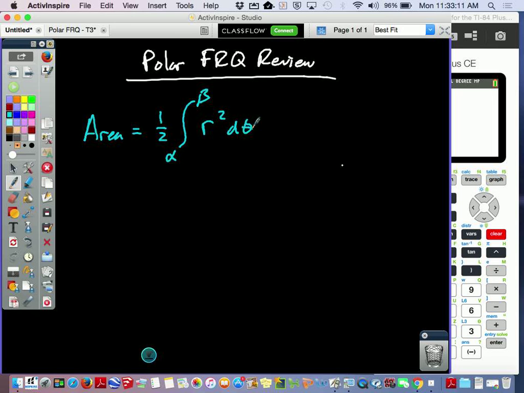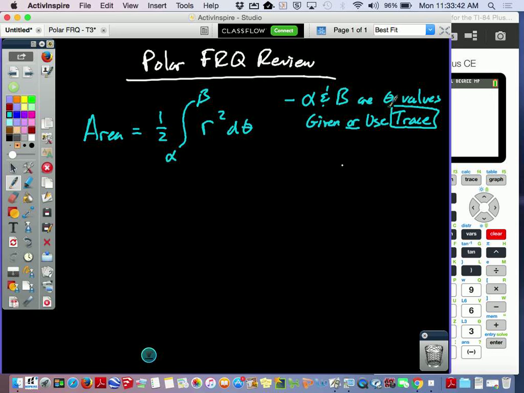So there's a couple pieces, let's talk about this formula. One thing you need to make sure that you remember is that alpha and beta are theta values. Now sometimes these are given in the problem. So we'll say underneath, given, or use the trace button on your calculator to find those.